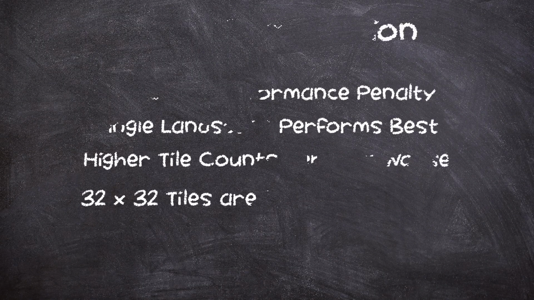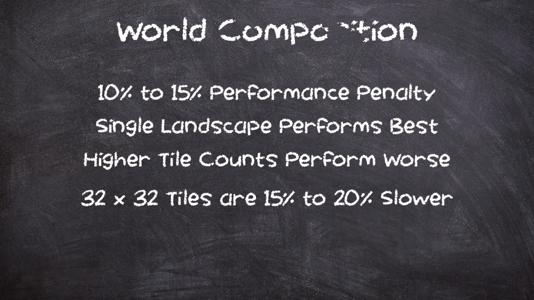The results were that the world composition system has approximately a 10% to 15% performance penalty over a single landscape terrain. And the higher the tile count, in this case 32 by 32, the worse the performance, with 32 by 32 tiles coming in at about 15% to 20% slower.